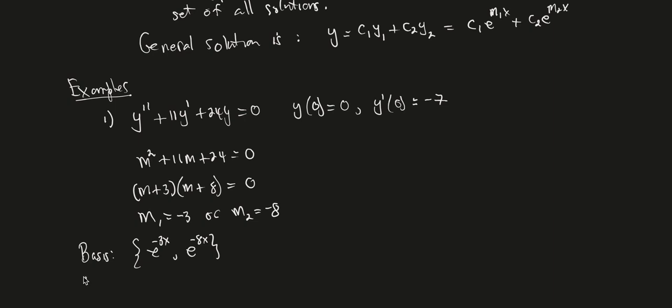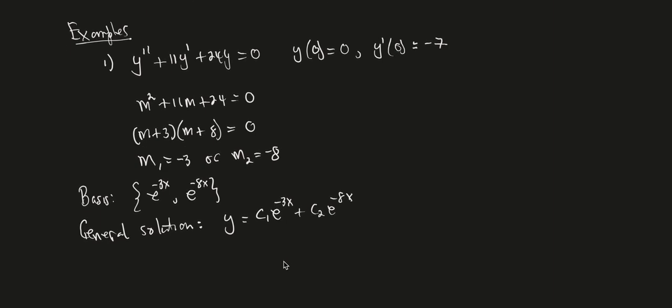So from this, we can write down our general solution. Based on that superposition principle, y has to be of the form c1 e to the negative 3x plus c2 e to the negative 8x. So if we were not given initial conditions, this would be our answer to this second order ODE, right?